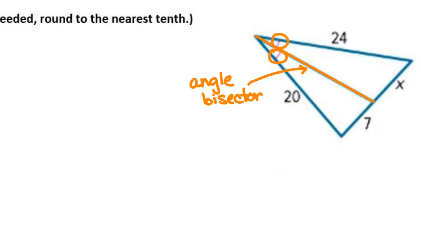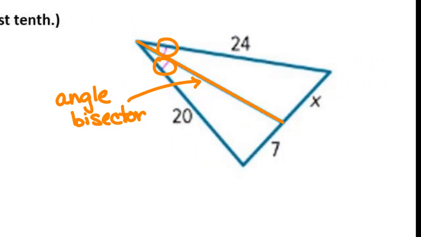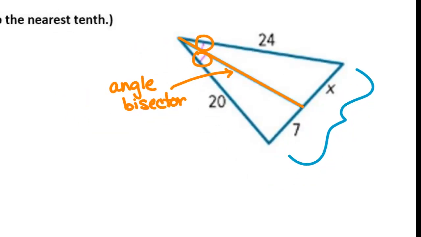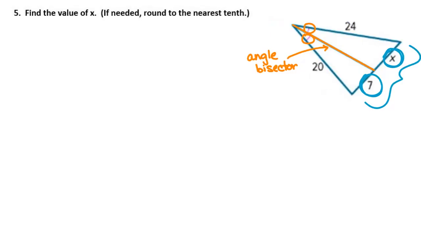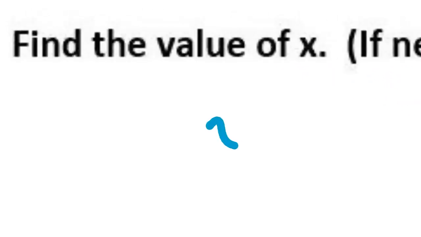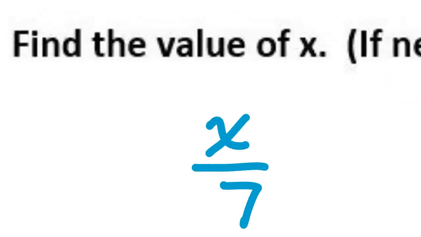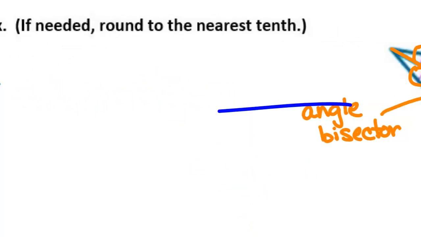So I need to look at my divided side. That would be this side down here. That divided side is proportional to the adjacent side. So I need to make a fraction with the x and the 7. So I would have x over 7 is equal to, and now I have to do the adjacent sides.